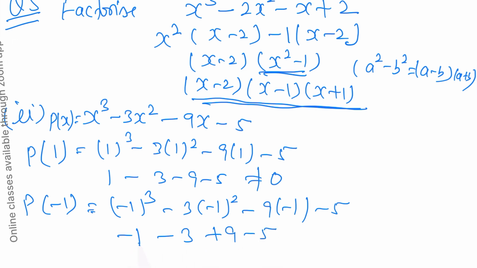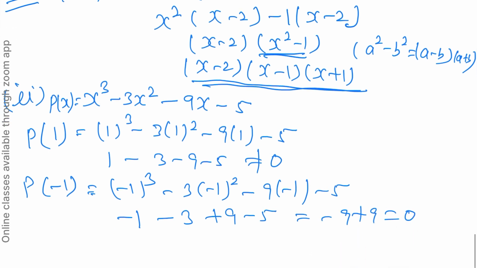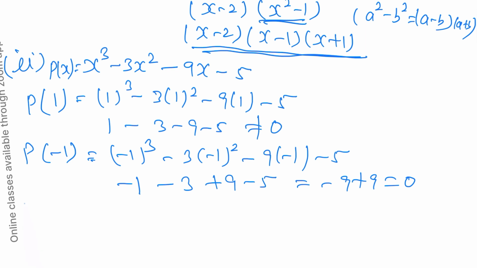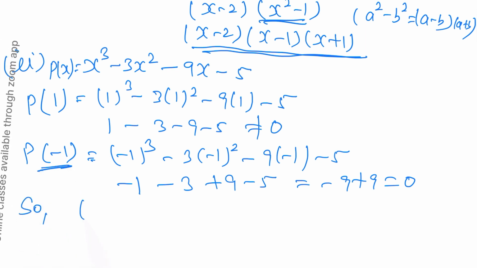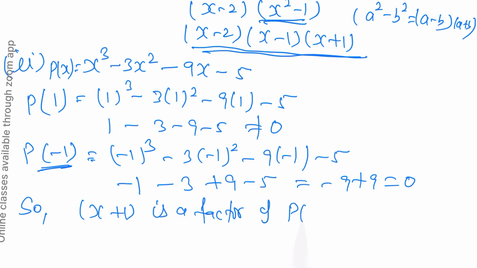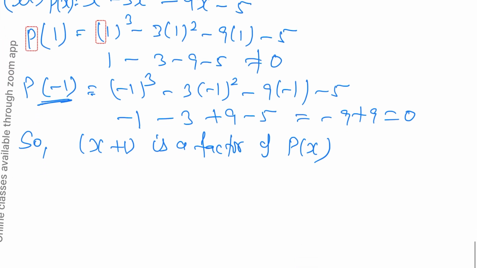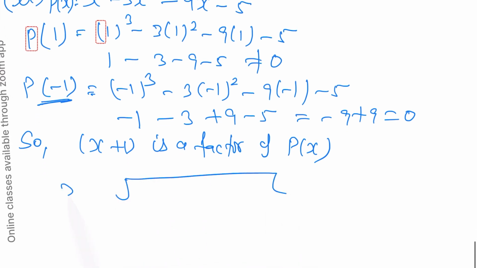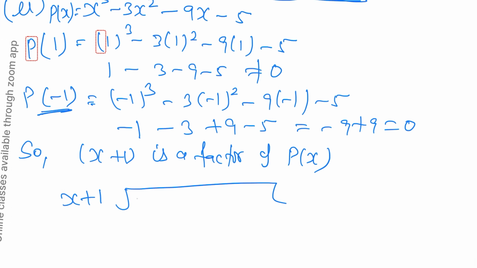So this gives you 0, as minus 1 minus 3 and minus 5 minus 9 and plus 9 is there, so it is 0. So it means x plus 1 is a factor of this given polynomial. As we put the value as minus 1, so x plus 1 is a factor of this given polynomial. So now we have to do long division. By this factor we can divide the given polynomial so that we can get a quadratic quotient.